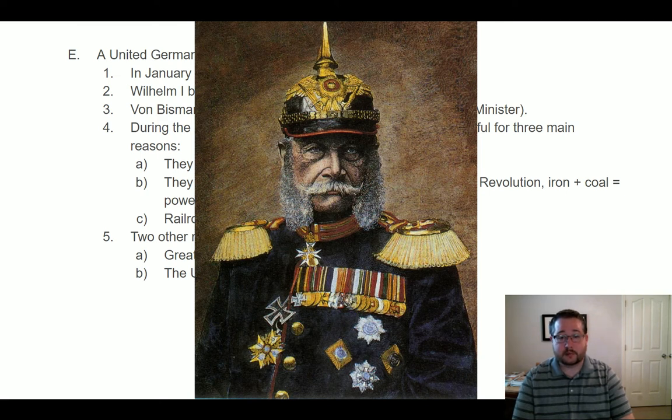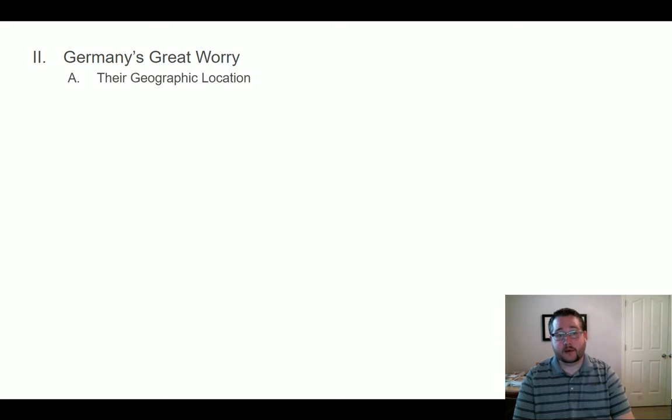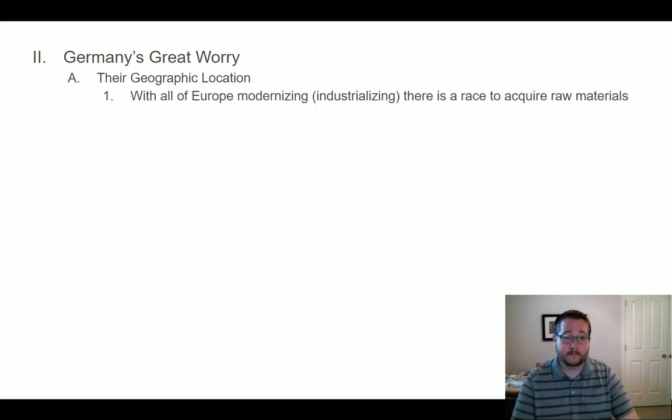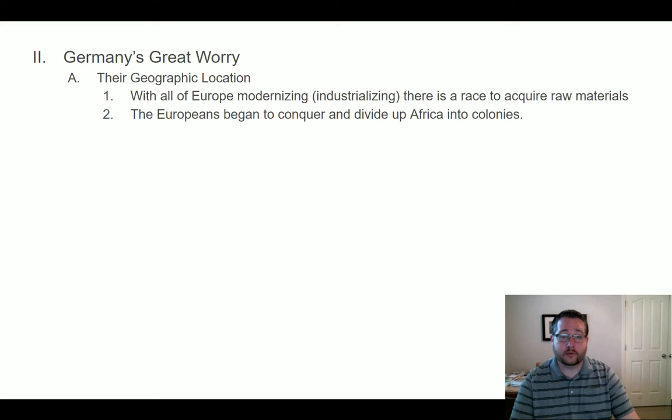Here we see Otto von Bismarck, or no, that's Wilhelm I, I apologize. He's got great sideburns. Okay, Germany's great worry is their geographic location. They're pinched between Russia and France. Europe is modernizing and industrializing all around them. There is a race to acquire raw materials, not only in their home countries, but all over the world.